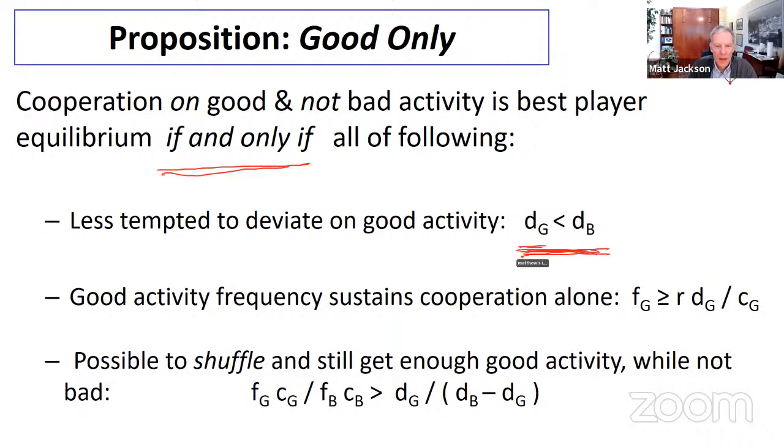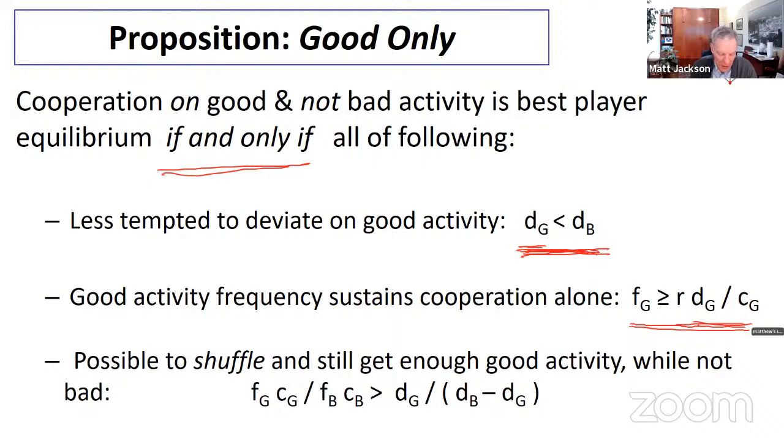And then secondly, if you want to get cooperation on the good game only, it's also going to have to be that the frequency on the good game is high enough to sustain cooperation on the good game, even if we're not getting any cooperation on the bad game. So we don't need the bad game to sustain it. So you've got to have a high enough absolute frequency of the good game in order to get this to work.